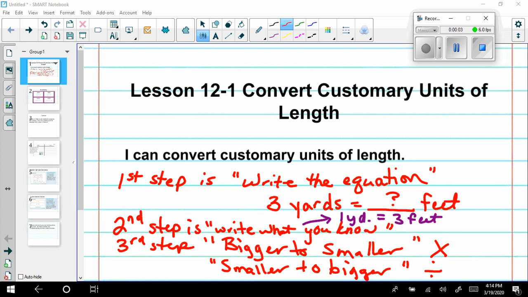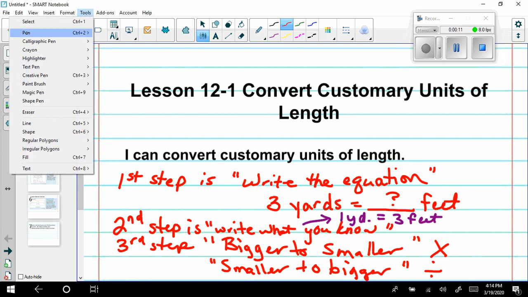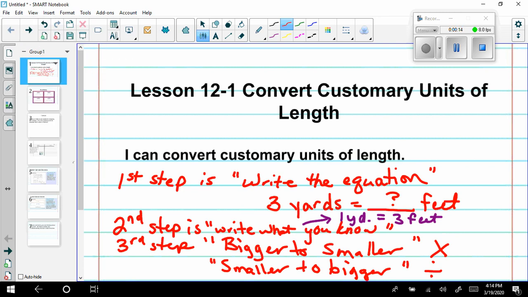Hi guys, welcome to lesson 12-1, convert customary units of length. Customary is what we use in the United States, and customary units of length are inches, feet, yard, mile. Just so you are aware, they are what is used to measure length of things. So your I can statement is I can convert customary units of length.